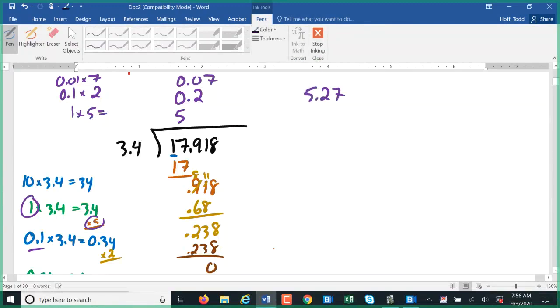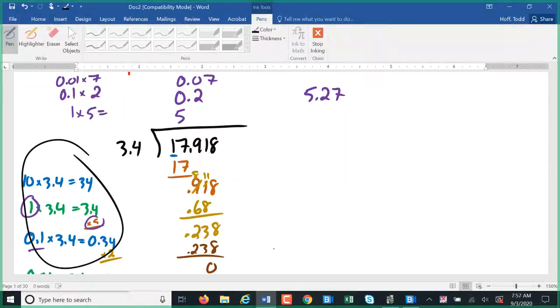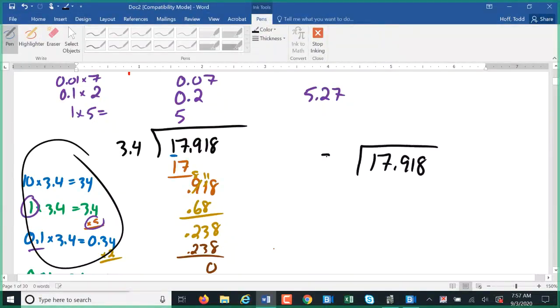Now, that's not how we've been taught to do long division anymore. We've been taught to skip all these steps over here. Well, when we skip all those steps, we lose track of the place values. So we have to compensate for losing track of those place values somehow. So what we've been taught to do is to take this problem here and change it before we do the division.